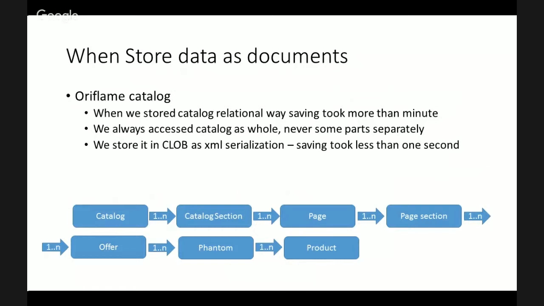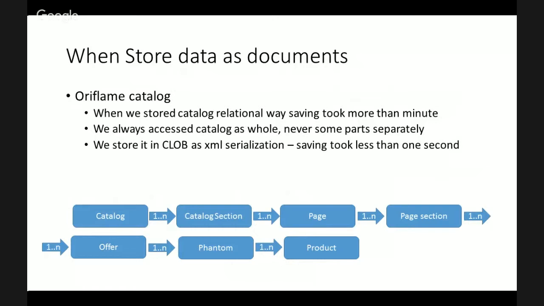Now, an example from when I worked for Oriflame: we created an editor of the catalog, and it was kind of complex. Catalog, section, page section, offer, phantom, and products. I think I lost a few layers between. If we stored this through the ORM into Oracle, it took really long to save, sometimes over a minute. But then we realized we never needed any part of it separately. We always just loaded it, gave it to the customer to edit, and then he gave it back to us and we stored it, nothing else. Then we loaded it and did some kind of translation, like publishing the catalog, creating versions for other systems, for customers, and so on.